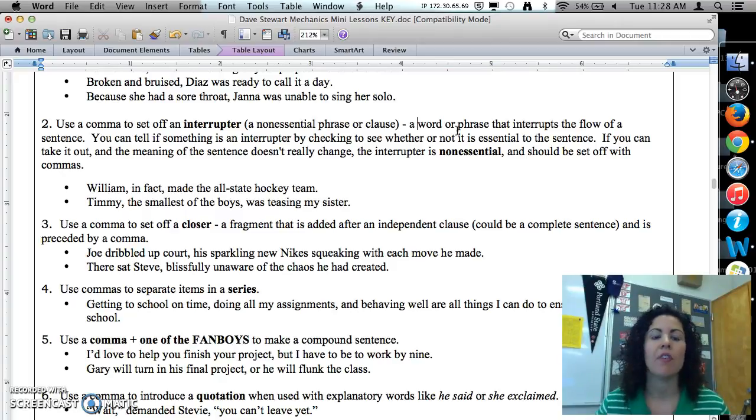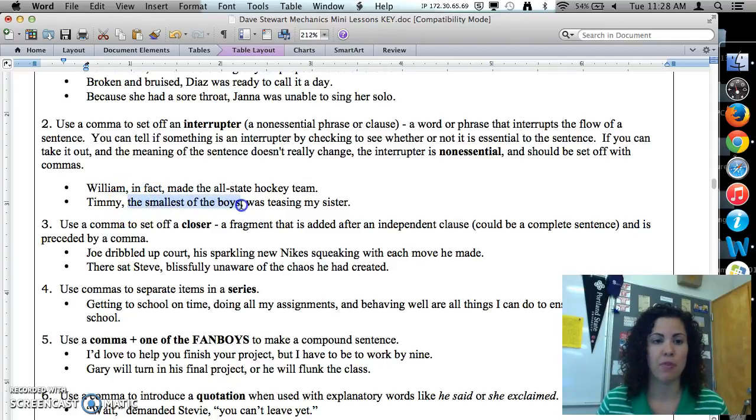So here we have "William, in fact, made the all-state hockey team." So here we have this nice little insert, right? "William, in fact." Again, it makes our writing sound like actual talking. And so that's why we like it. It creates that rhythm that we want, but it is an interrupter, so you have commas on either side of it.